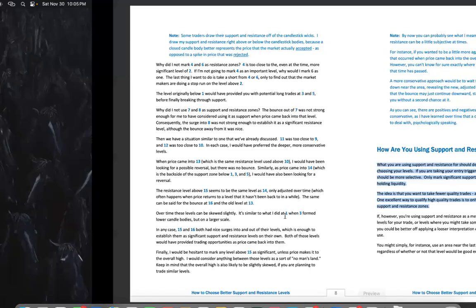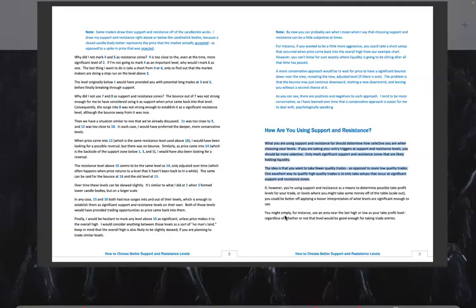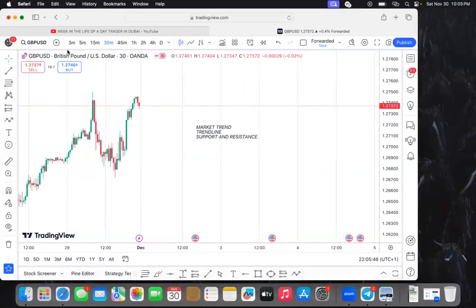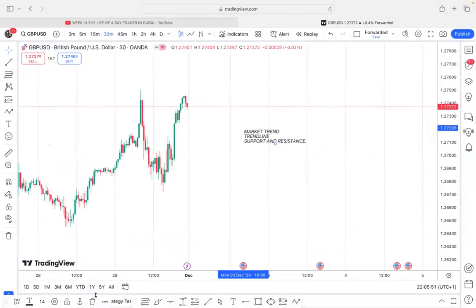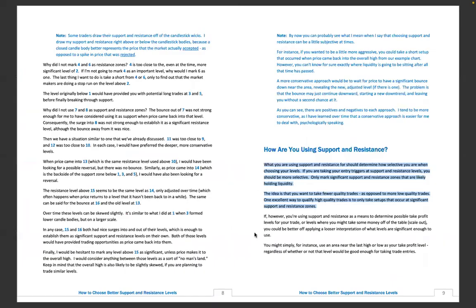So how are you using support and resistance? That's the main question. What you are using support and resistance for should determine how selective you are when choosing your levels. Meaning that your support and resistance are for entries. They are used to find a way to enter the market.